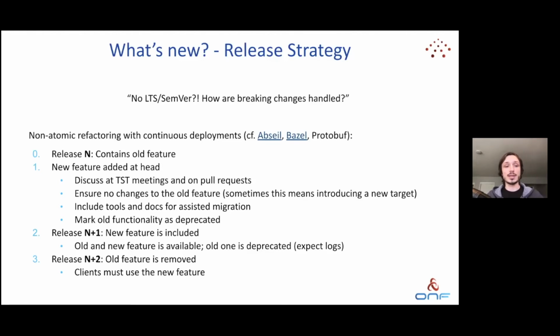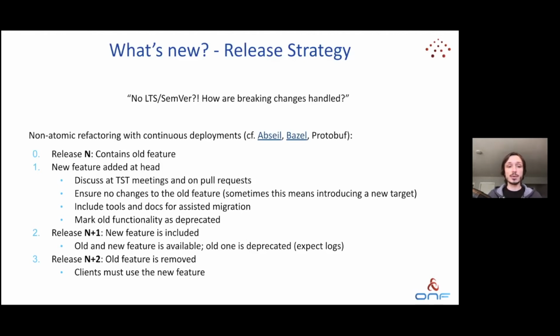Let's go through an example. Let's say we are currently on release N, and that contains an old feature, or a current feature to be exact, that you depend on. So that's the release you currently pick. We are adding a new feature at the current head of the master branch. While we're doing this, we would discuss the changes we made in TST meetings and directly on the pull request itself. So the community is welcome to chime in and shape the future here.